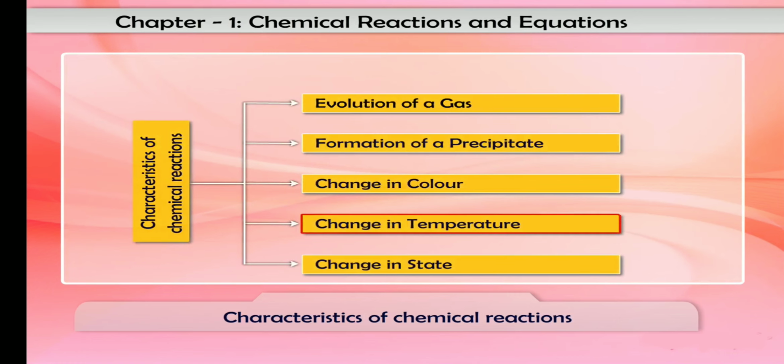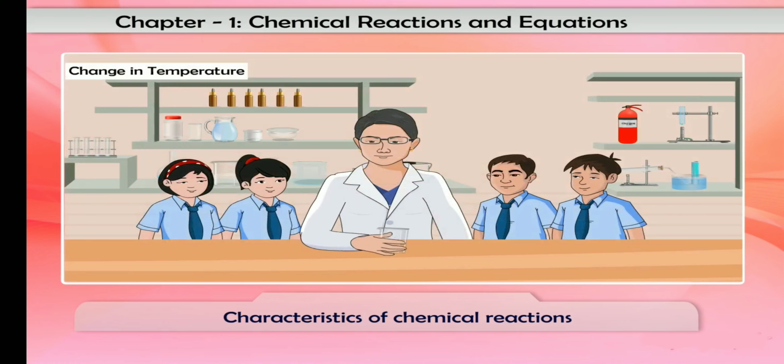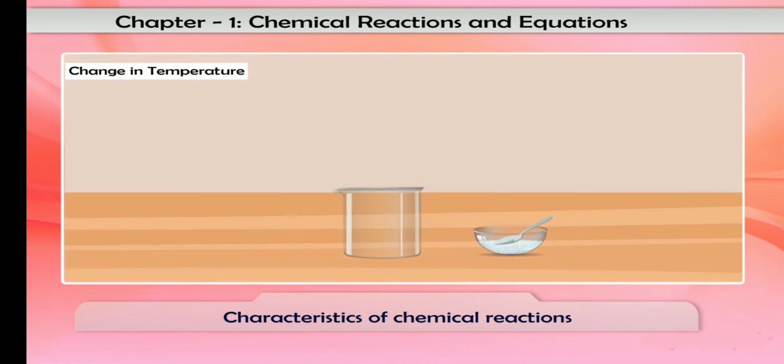The fourth characteristic is change in temperature. Students, do you know some chemical reactions produce heat energy which makes the reaction mixture hot, whereas some chemical reactions absorb heat energy which makes the reaction mixture cold. So when we talk of change in temperature, it can be rise in temperature of the reaction or fall in temperature of the reaction.